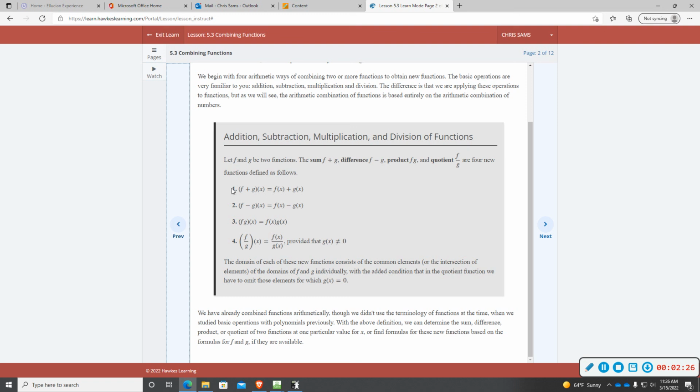That's going to be for 1, 2, and 3. So when you add them, subtract them, and multiply them, the domain will be what you get if you intersect or overlap them with each other. The only difference is when you do f divided by g, you have to remove the condition that makes the bottom 0. So you start with the intersection where they overlap, and then you get rid of whatever causes the bottom to be 0. That's what this is saying: the domain of these functions consists of the intersection of the elements.